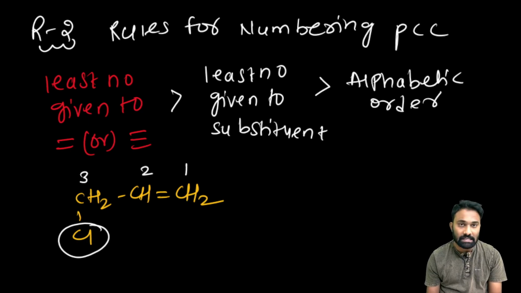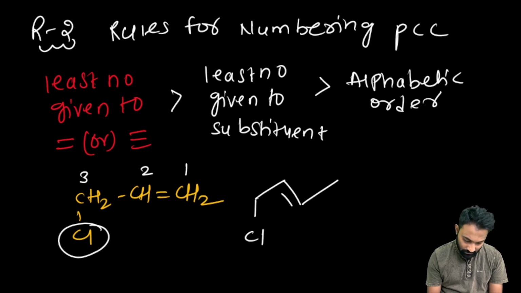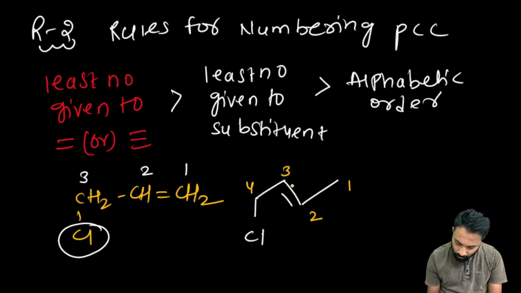Clear? Next, the least number will be given to the substituent. Suppose the compound is in this manner. If you start the numbering from here, 1, 2, 3, 4, the double bond is getting 2 and 3. If you start the numbering from here, 1, 2, 3 and 4, here also the double bond is getting 2 and 3. If you start from left to right, the double bond is getting 2 and 3. If you start from right to left, the double bond is getting 2 and 3.